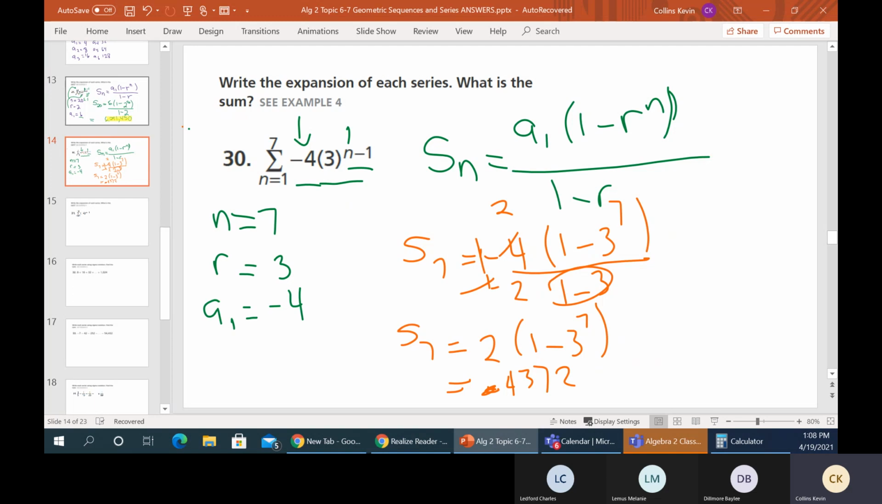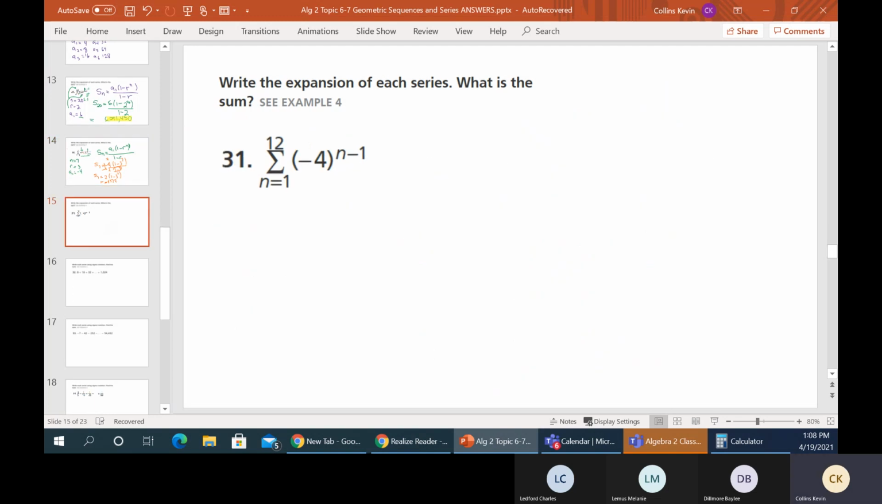All right, let's rage on. Okay, so this was a little different, but still the same formula, right? So I'm going to do S of n equals A1 sauce, 1 minus r to the n power.